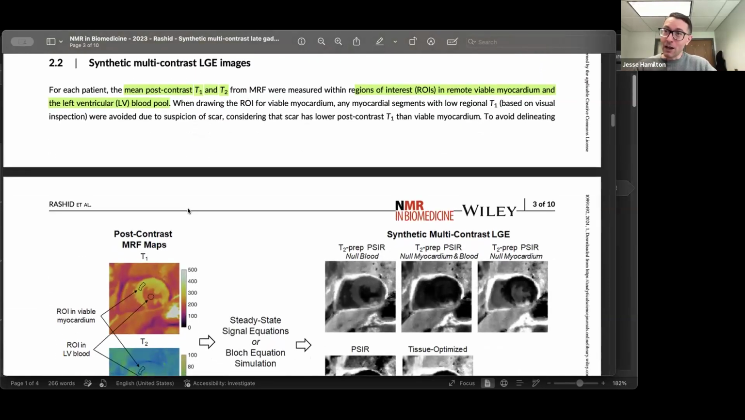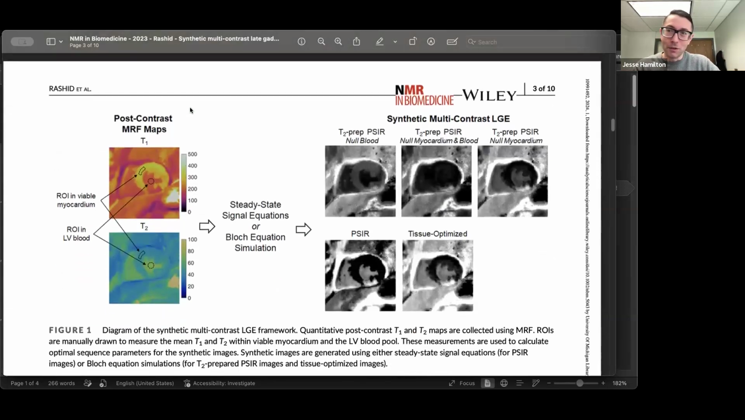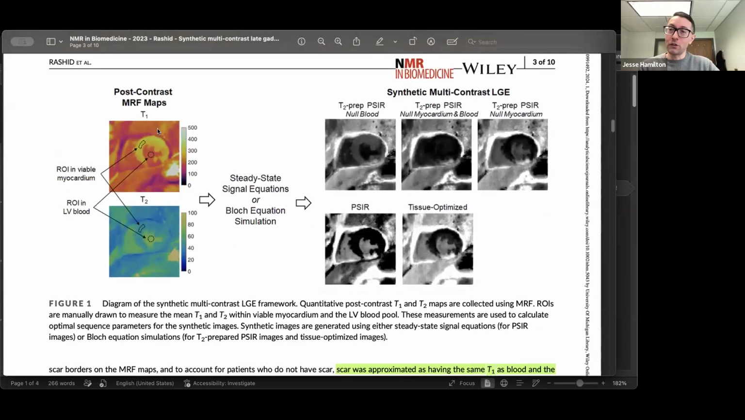So getting into how we actually generate the synthetic images, maybe I'll pull up this first figure. We start with our quantitative maps, and what we do is we draw an ROI both in a region of normal myocardium and in the blood pool. And then we measure the mean T1 and T2 values for this specific patient. And then we feed those into either steady state signal equations or a Bloch equation simulation, depending on the type of image we want to generate.